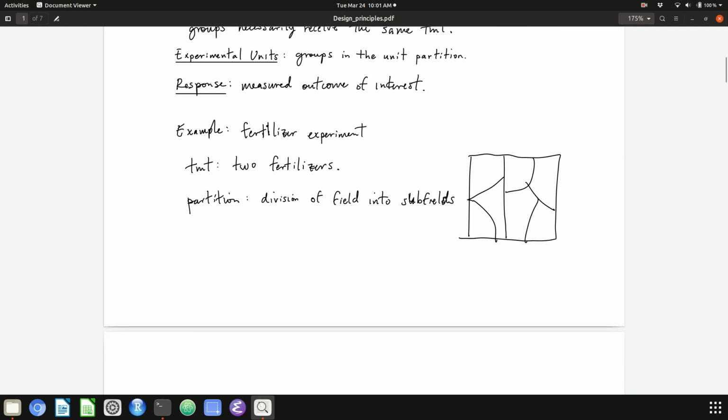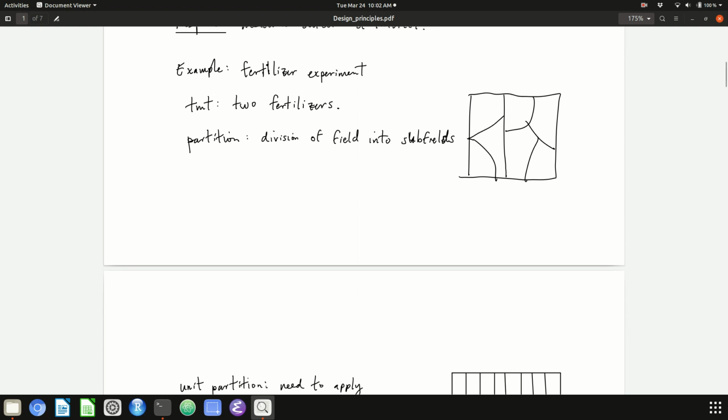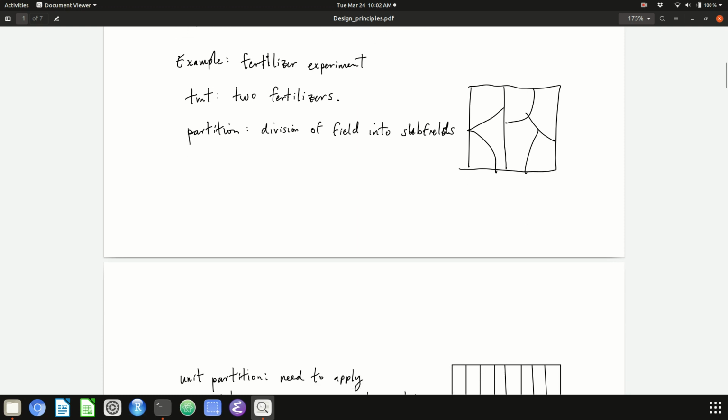So we'll have two running examples throughout this lecture. The first one is going to be an agricultural example. So imagine that you have an agricultural field and you want to study the effect of changing the fertilizer that you use in the field. So you have an old fertilizer that you used last year, and you have a new one, and you want to do an experiment to figure out if the new one is better than the old one.